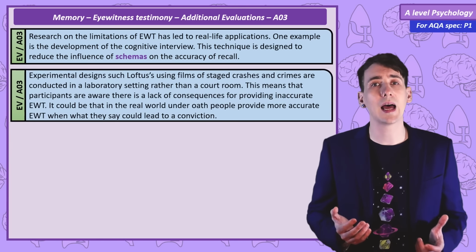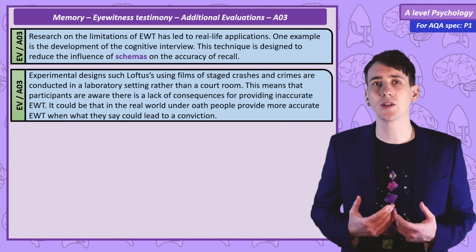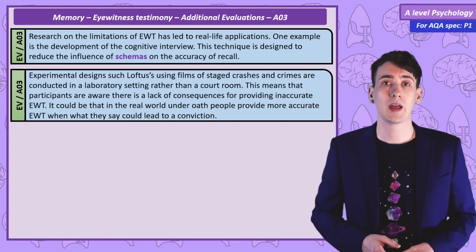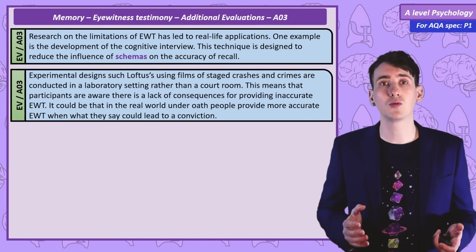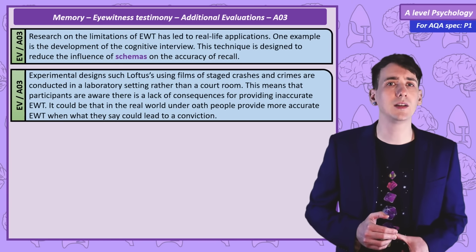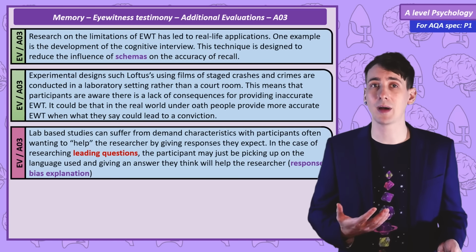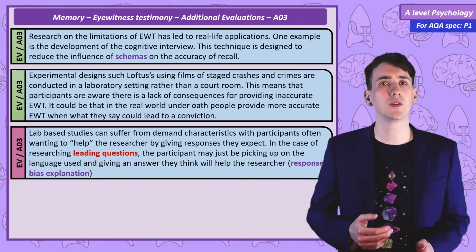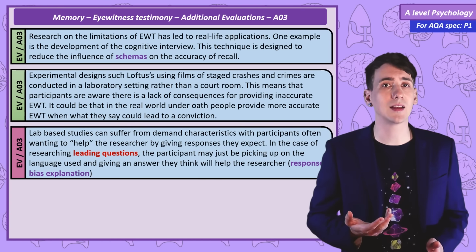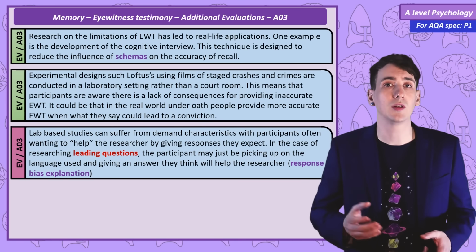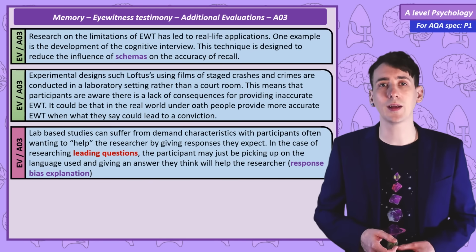But all of the lab-based eyewitness studies can be criticised as having low validity because of the lack of consequences. Incorrect eyewitness testimony in a courtroom under oath can lead to wrongful convictions, and this may lead to more accurate eyewitness testimony. Lab studies also suffer from demand characteristics, with participants' memories not actually changing, but perhaps picking up on the language used and guessing a response that they think the researcher wants to hear. This could be a problem, especially in research looking at leading questions.